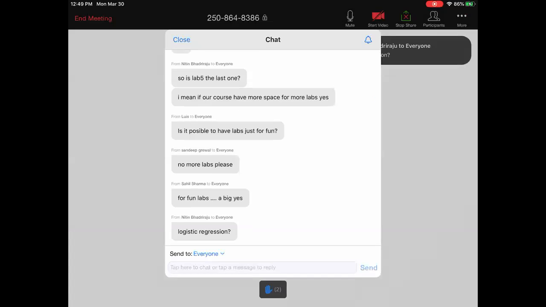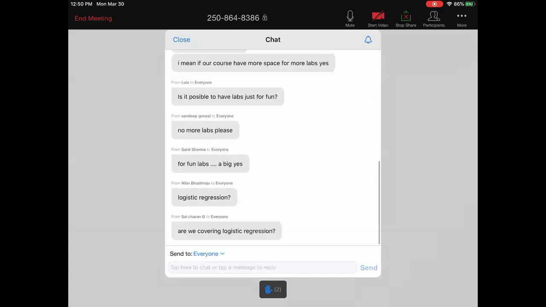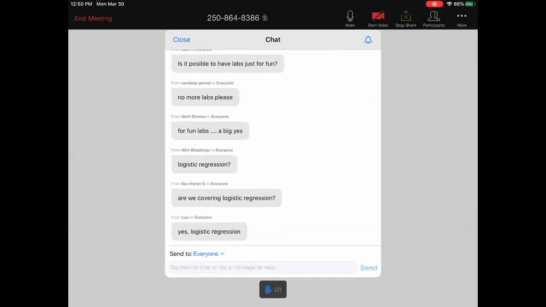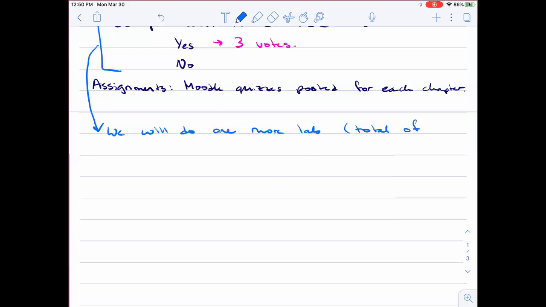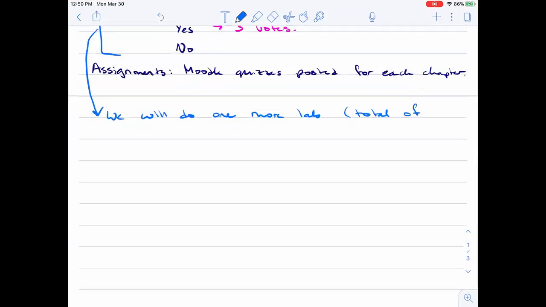Oh, okay. Sandeep says no more labs. For fun labs, a big yes. Logistic regression. Yeah, so we are supposed to be covering logistic regression, and that is the one that I'm thinking I'll do a 6th lab on, but you'll have more time to do it. So we'll do one more lab for a total of 6 labs.